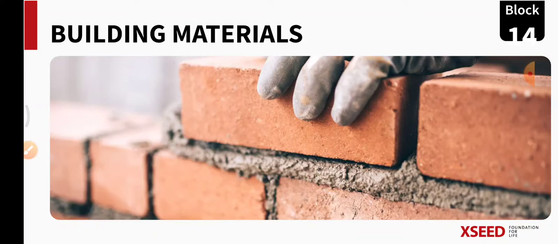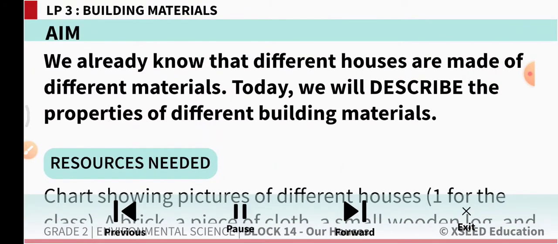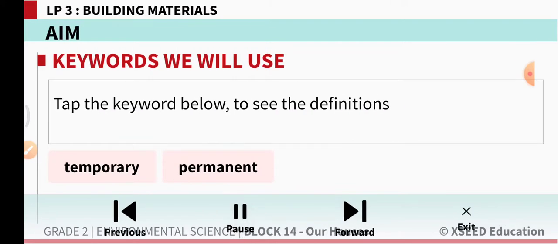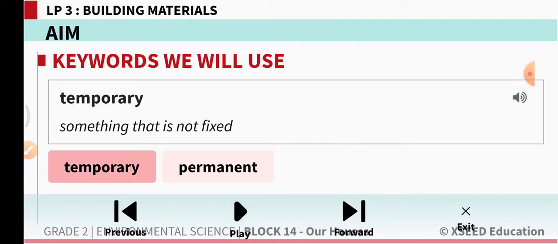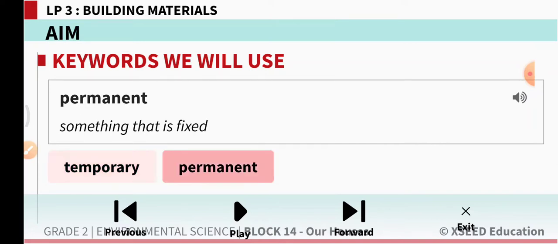On the screen we can see that someone is laying the bricks to build a wall. So we can see the bricks and cement here. They are building materials. So we know that different houses are made of different materials. Today we will describe the properties of different building materials. The word temporary means something that is not fixed. Permanent, something that is fixed.